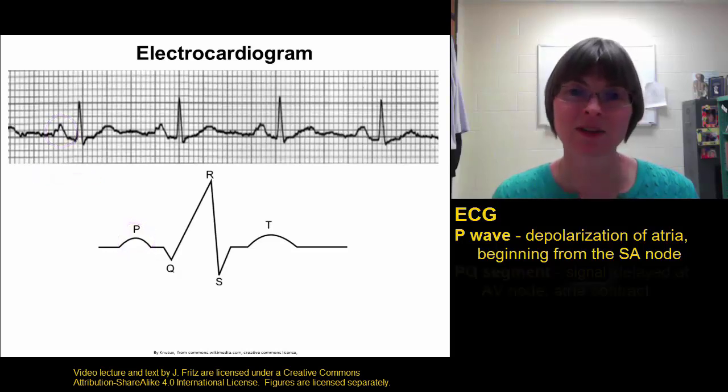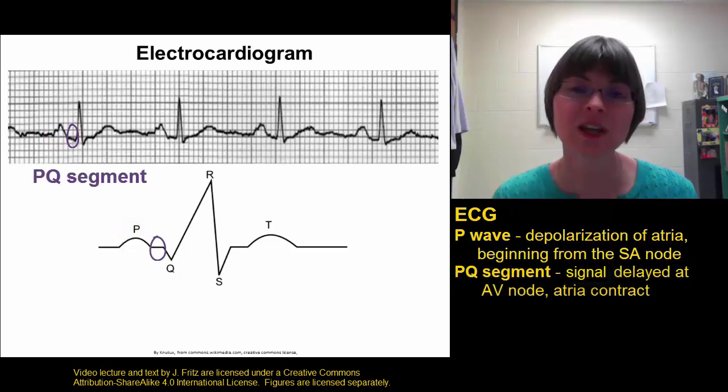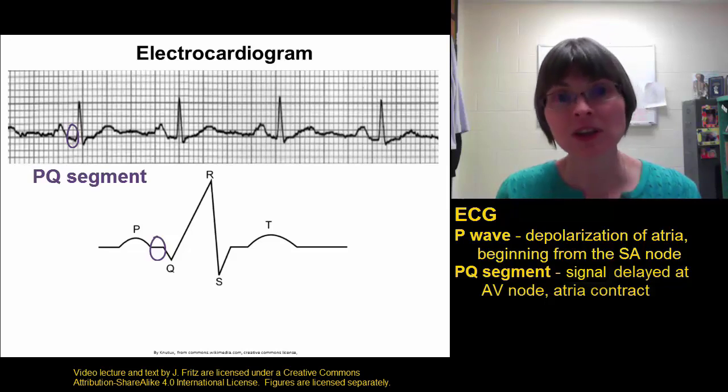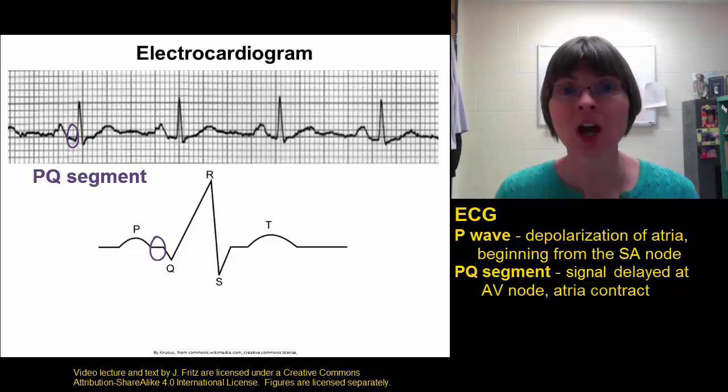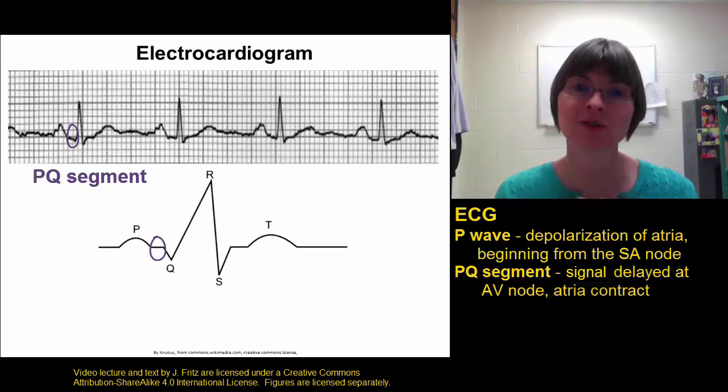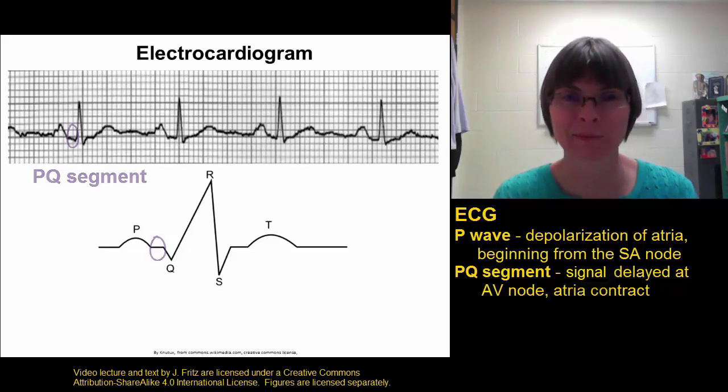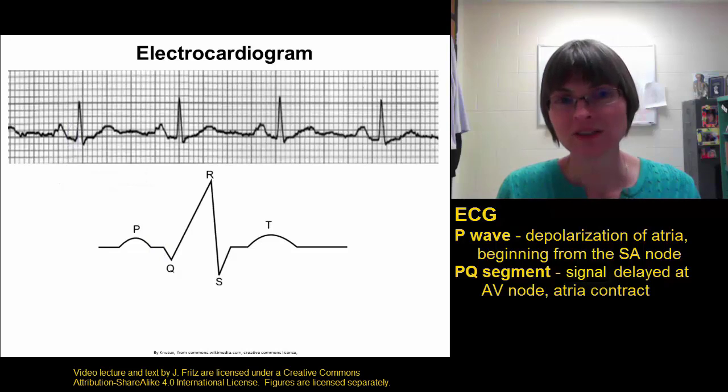The next segment of the ECG is called the PQ segment. During the PQ segment, the signal is being delayed at the AV node. That's why we don't really see much activity. There's a delay in the signal at the AV node. During this time, the atria are able to contract. Once the atria have contracted, we can see the signal is moving again.